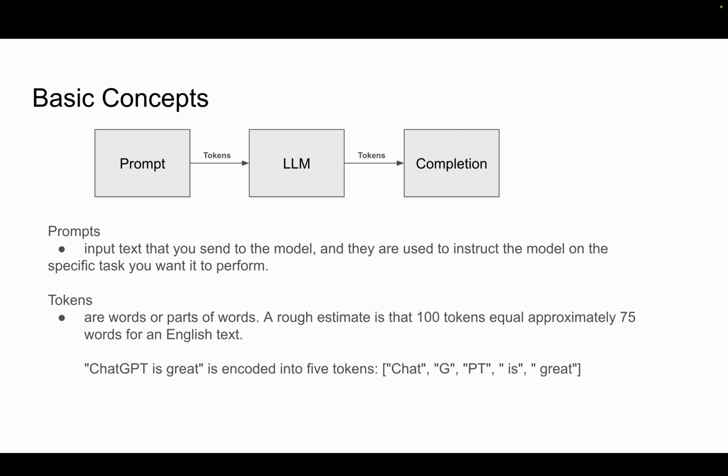So what are the tokens? Tokens are words or parts of the words. For the large language model, it only sees the tokens instead of words. So for example, "ChatGPT is great" is encoded into 5 tokens, like chat, G, PT, is, great. There is one rough estimation that 100 tokens is about 75 words for English.